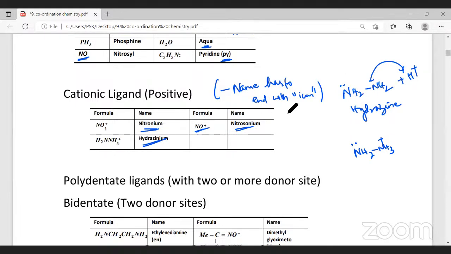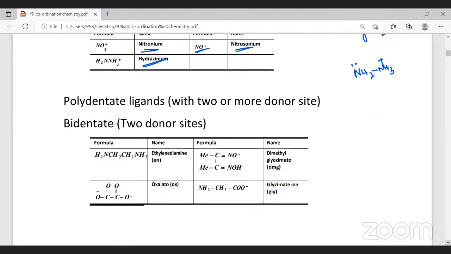Now coming to polydentate ligands. Poly stands for many. Now we will learn two examples, starting with the bidentate ligand. What is the name of this molecule? It's an organic molecule, CH2=CH2. It's ethene, an alkene. Ethene is also called ethylene.